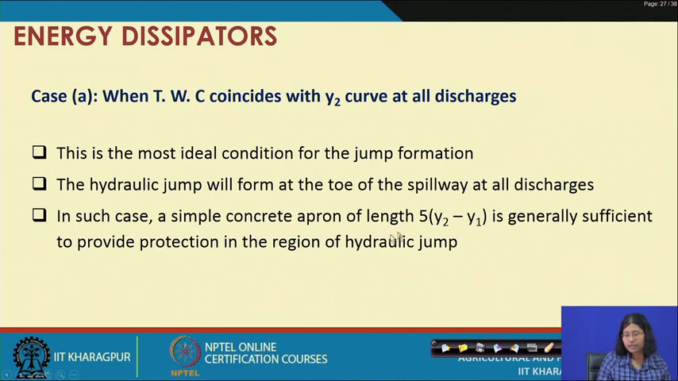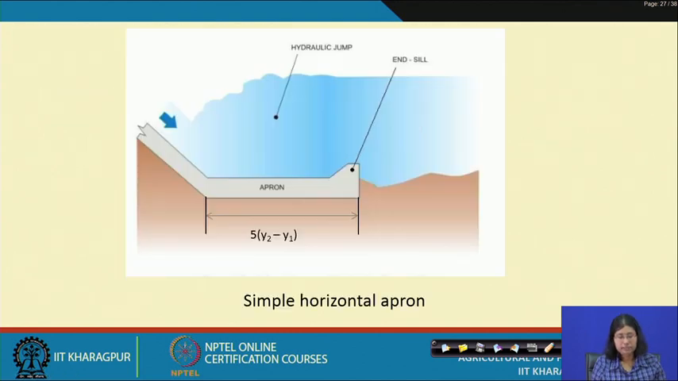So, if you provide this concrete length, this is the simple solution. So, this is the condition. Here there is a formation of hydraulic jump and you provide a simple horizontal apron in this case, and this is the end seal here.